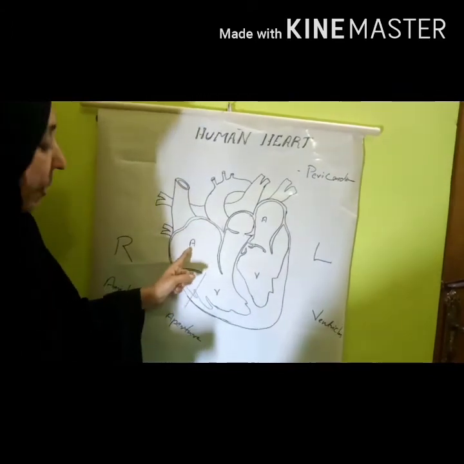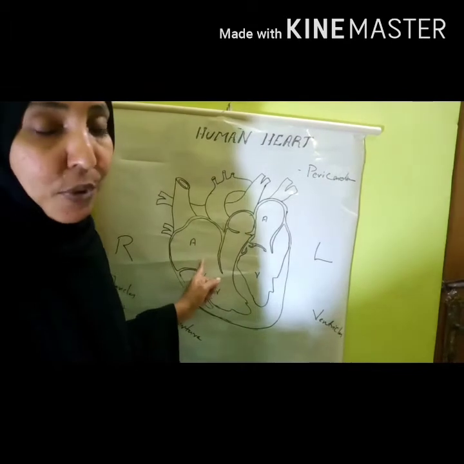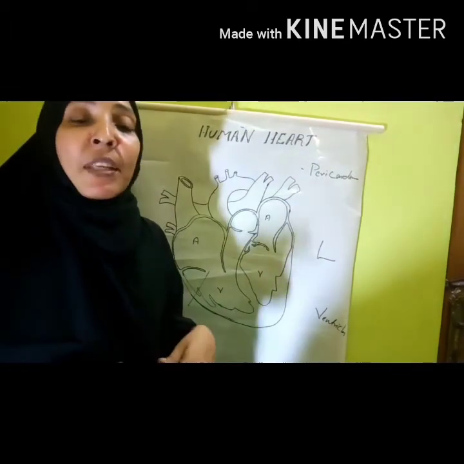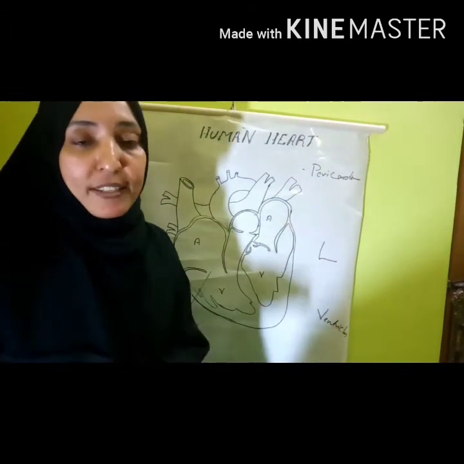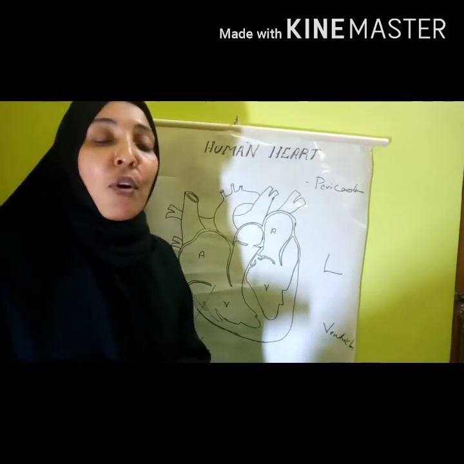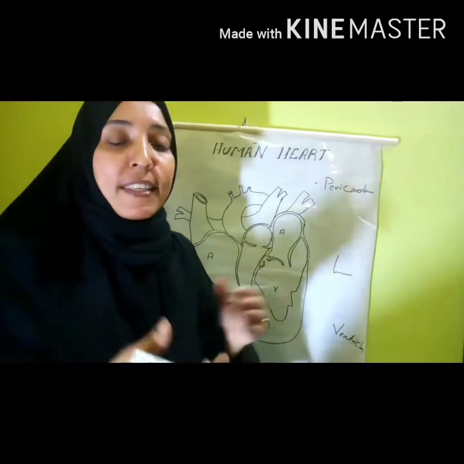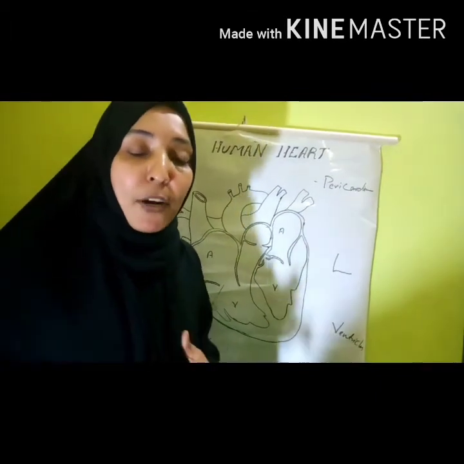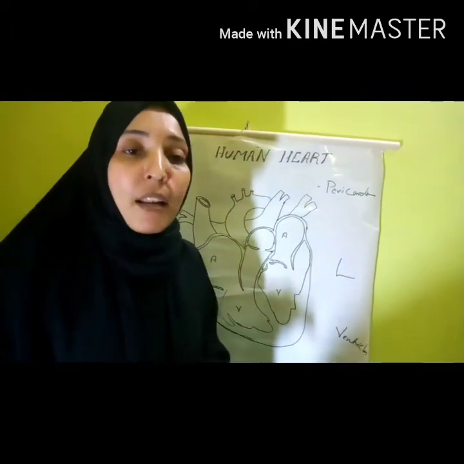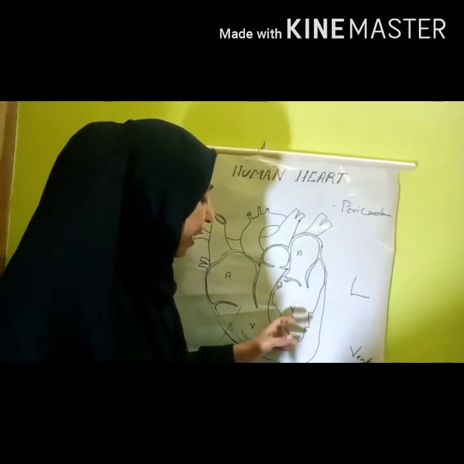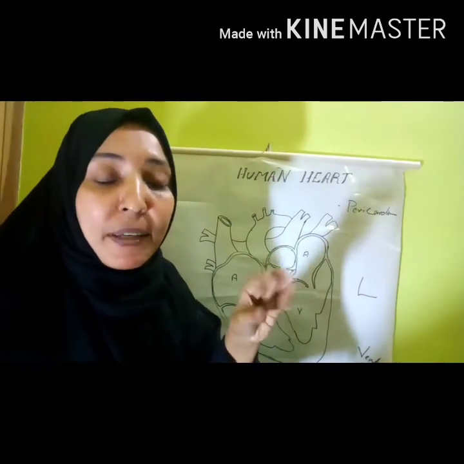We have to see what are the blood vessels opening to this right auricle. Before that, I have to say something about the difference between auricles and ventricles. Auricles always act as the receiving chambers. That means they are always receiving blood from different parts of the body and also from the lungs. At the same time, ventricles are the pumping chambers.